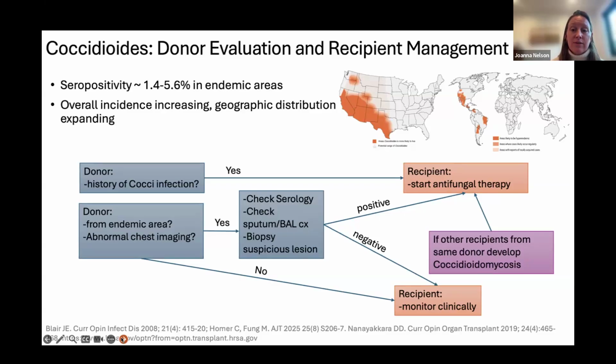And then lastly, if other recipients from the same donor develop coccidioidomycosis, then think about it in your recipient and start that person on antifungal therapy. So this is really an area of ongoing discussion: what is absolutely the right way to manage recipients, whether we should do universal screening, and how we should deal with recipients from donors from endemic areas. But I really just want to highlight that it's something we should think about in donors coming from endemic areas.